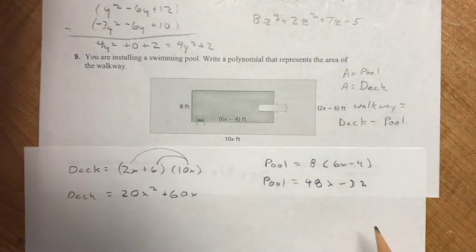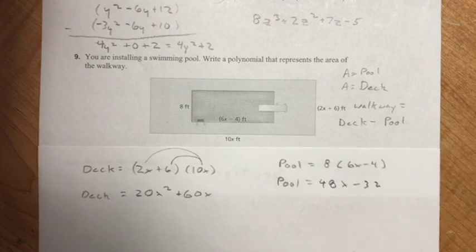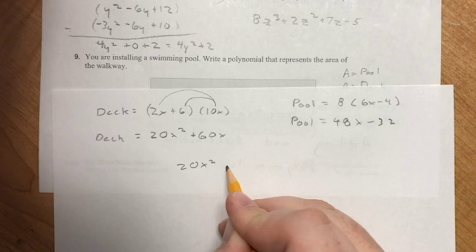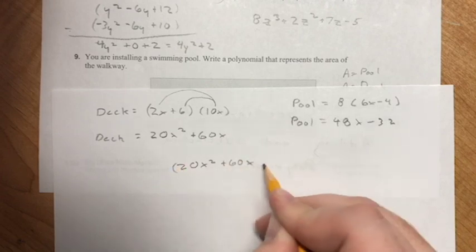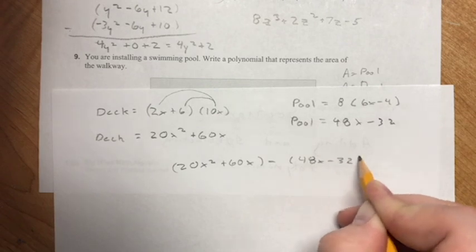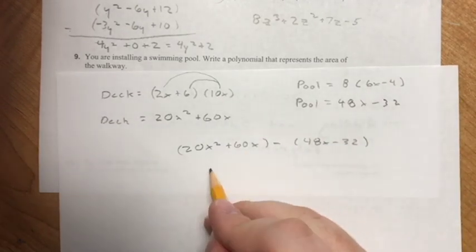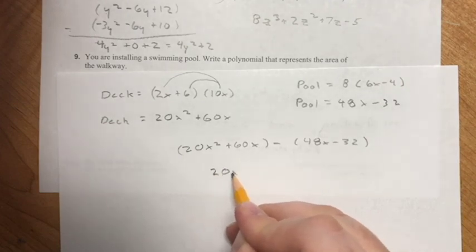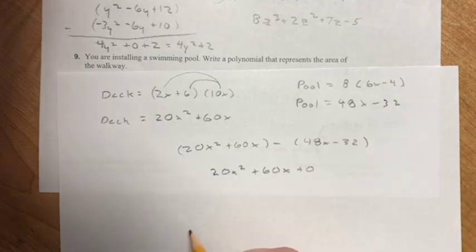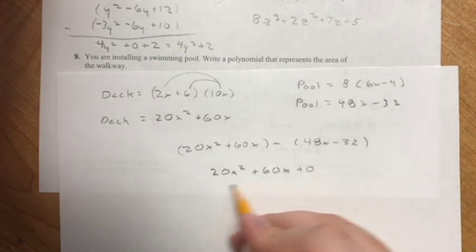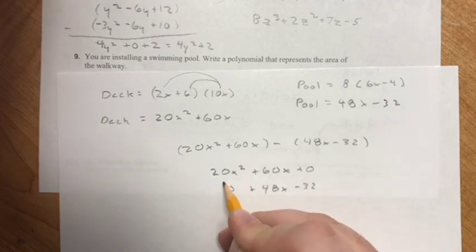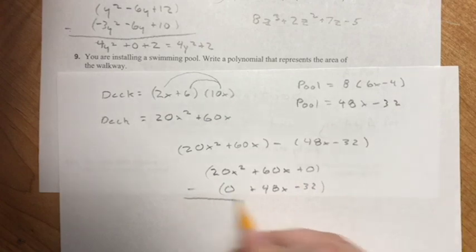Now that I do know this, I'm going to subtract the two things. I'm going to say 20x squared plus 60x, and I'm going to subtract 48x minus 32, just like we did before. So I'm going to set this up as 20x squared plus 60x plus 0 for my little placeholder. And then I'm going to do the next one as 0 plus 48x minus 32. And I'm going to subtract them.